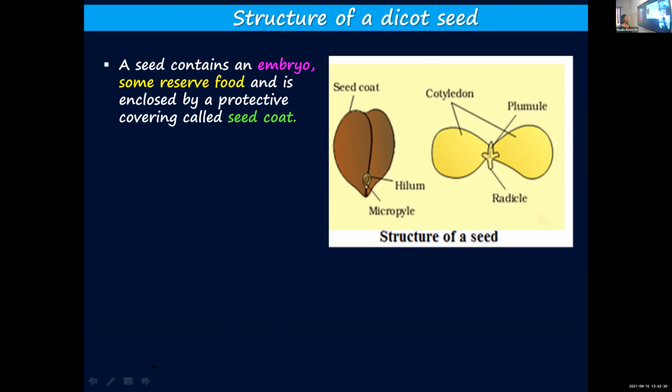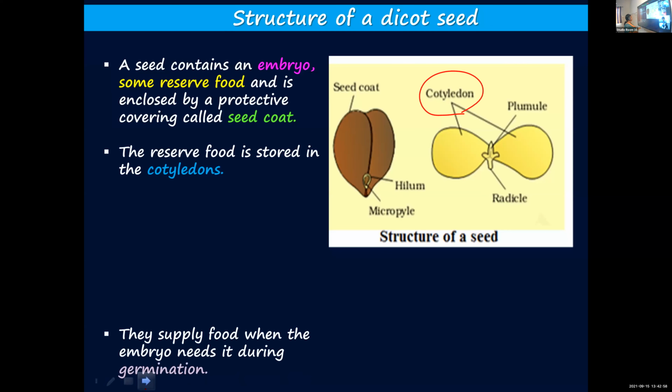A seed contains embryo, reserve food, and it is enclosed by a seed coat. You can see the seed coat covering the seed. Then there will be stored food. The cotyledons contain stored food and it has got an embryo. The reserve food is stored in cotyledons. So in the picture you can see the cotyledons. Reserve food is stored in the cotyledons.